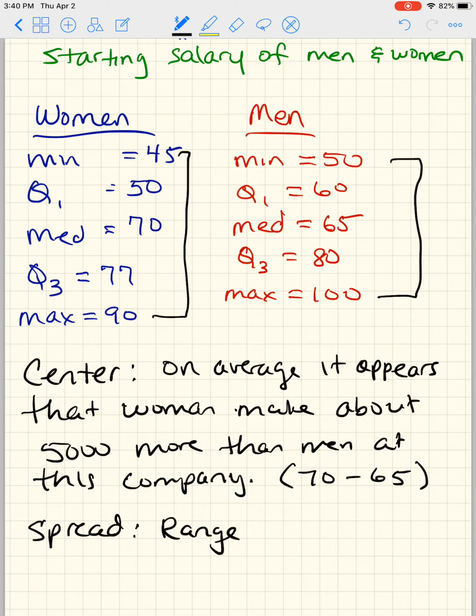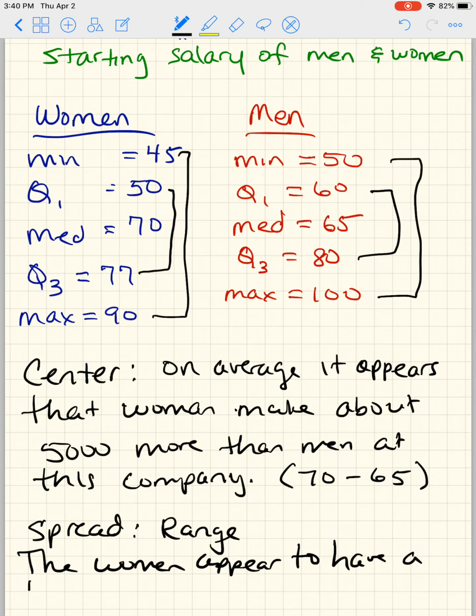Also, the IQR is 20, while the IQR for women is 27. So the women have a larger interquartile range, while the men have a larger range. So that's something we can write about. The women appear to have a larger IQR, and then you want to show what the IQR is. So you want to let the reader know that it's 27.